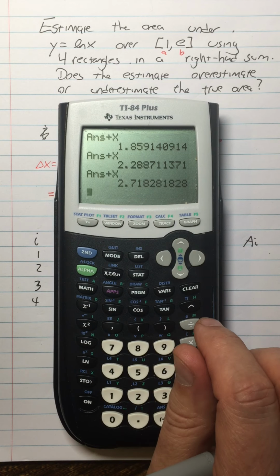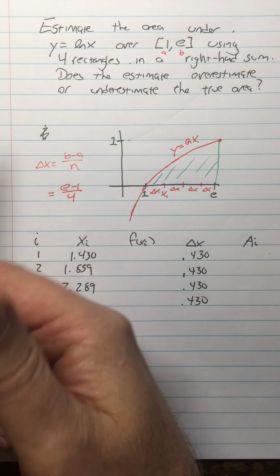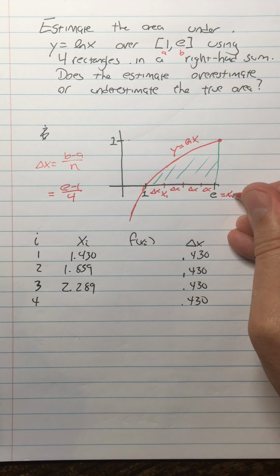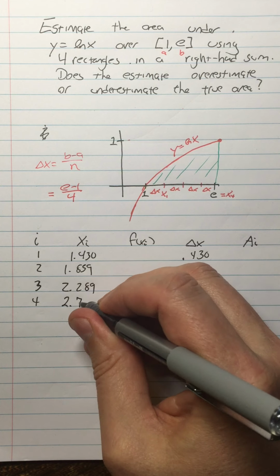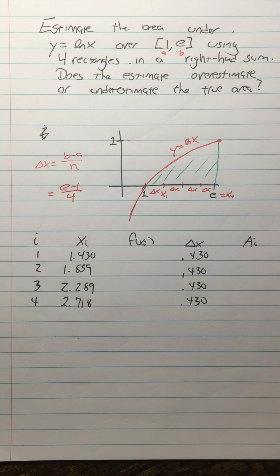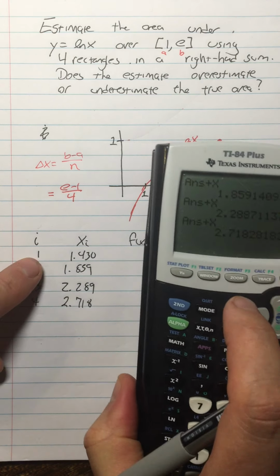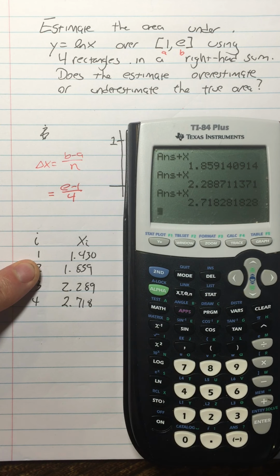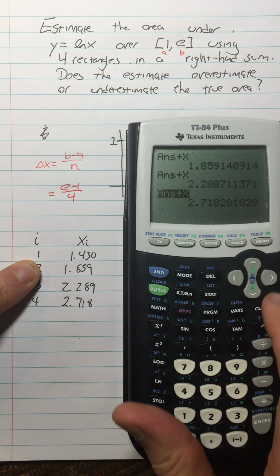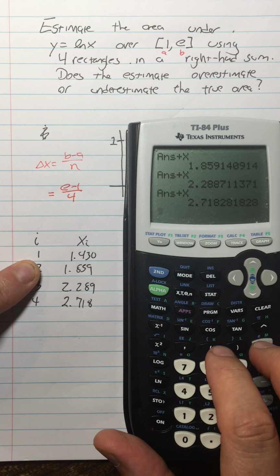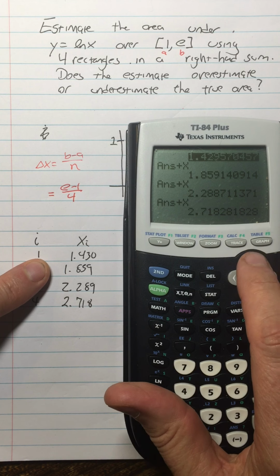That number should look familiar to you, because that number is e. That makes sense because x sub 4 is equal to e. So I'll go ahead and put 2.718 there, even though it's really e. Okay, now I have to get f of all those numbers. So I need f of my 1.430 number. My f of x is ln x, so I'll do ln of my 1.430 number, which is up here.